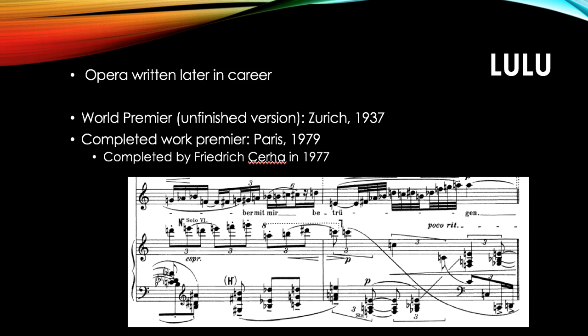We know very little about the reception of the work, but it wasn't really performed again until 1949, when it was performed in Venice in Italian. The first stage performance in Germany was in March of 1953. It was completed years later by Friedrich Cerna in 1977. The completed version, 3 acts, was premiered in Paris in 1979.